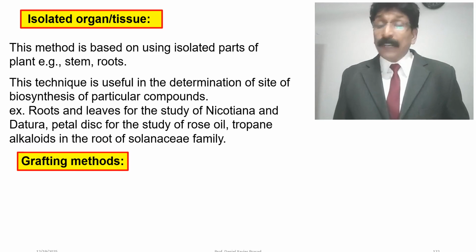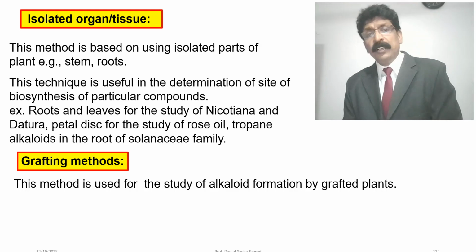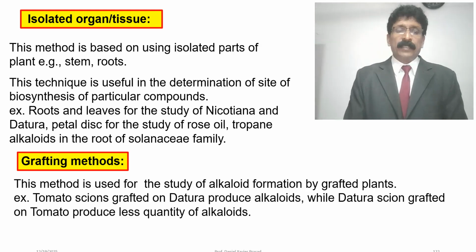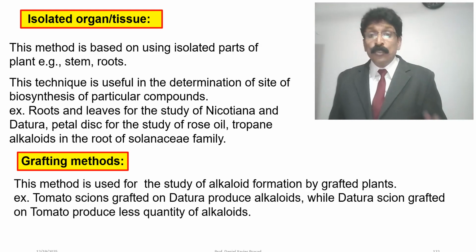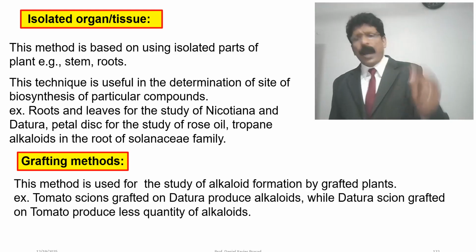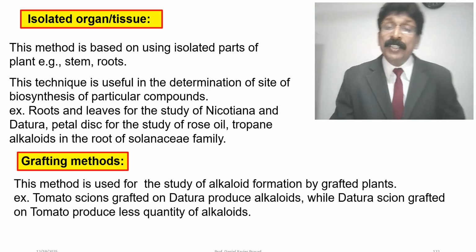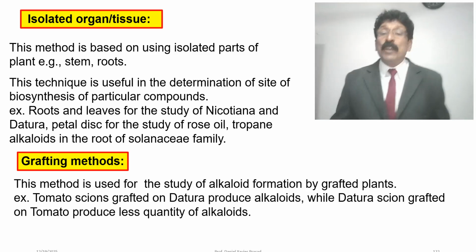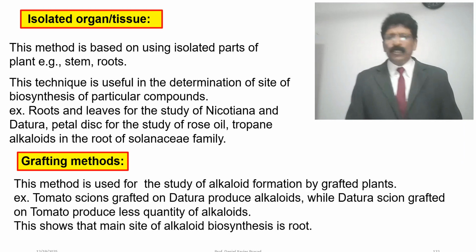And grafting methods. This method is used for the study of alkaloid formation by grafted plants. Example, tomato scion grafted on Datura produces alkaloid, while Datura scion, the shoot part, grafted on a tomato produces a lesser quantity of alkaloid. So this identifies which one produces alkaloid. This shows the main site of alkaloid biosynthesis is in the root, not in the shoot.